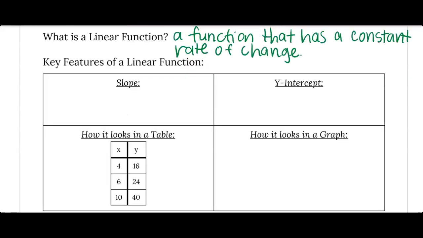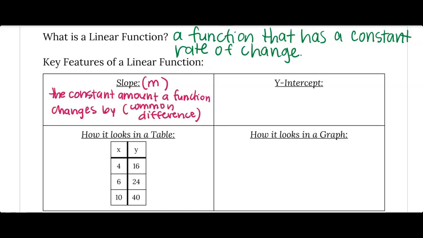So we've seen in the last few days that linear functions were very similar to arithmetic sequences. They have the same amount of change, they are always increasing or always decreasing, and their graphs are straight lines. So we're going to put this into their key features. Remember that the slope will be represented by m, and it is the constant amount the function changes by. It is your common difference.